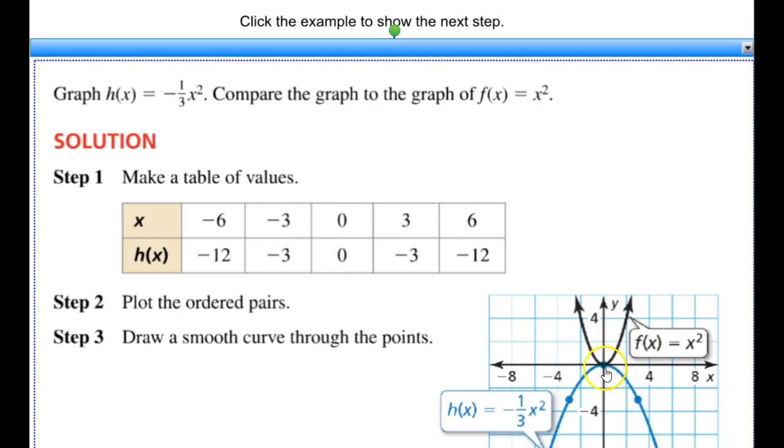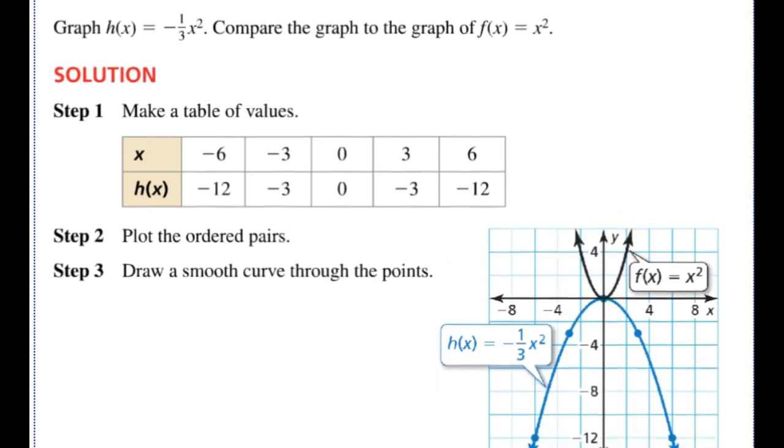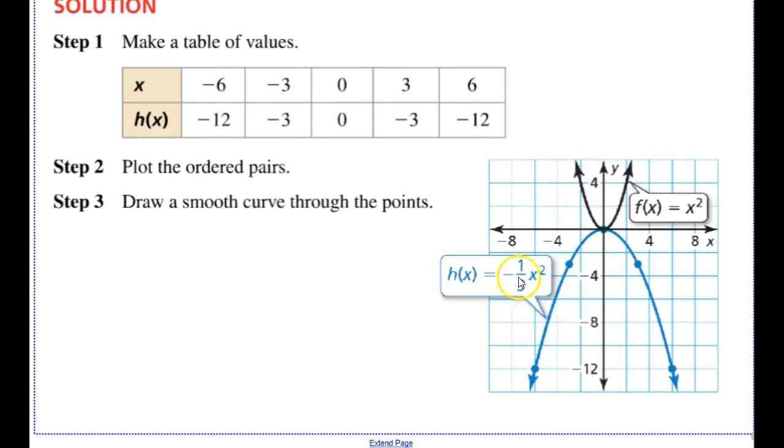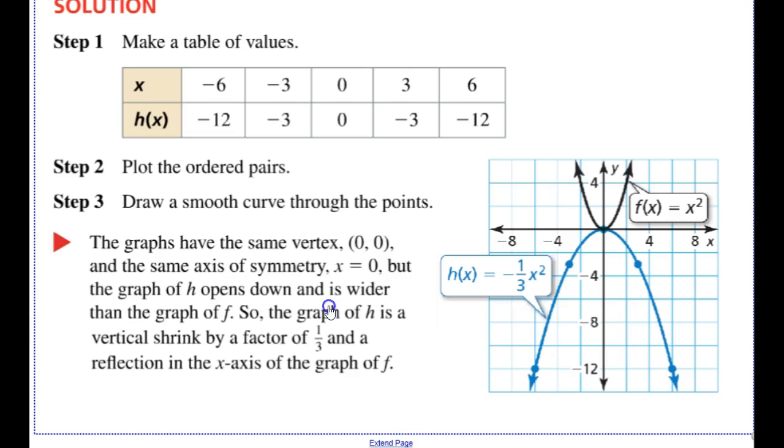Here again in black is my parent function, my f of x equals x squared. And then you'll see in blue my h of x equals negative 1/3 x squared. So again, you'll see that the negative makes it open downward. And you'll see that it's not as steep, so it's a little less steep or not as narrow as the parent function. So again, my graphs have the same vertex, and they have the same axis of symmetry.